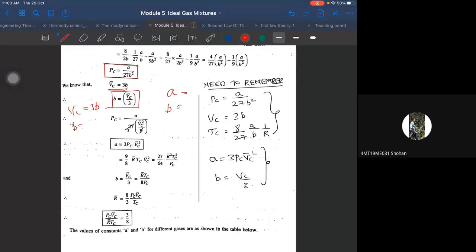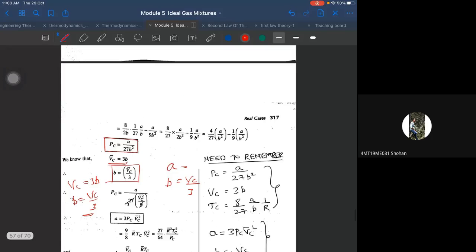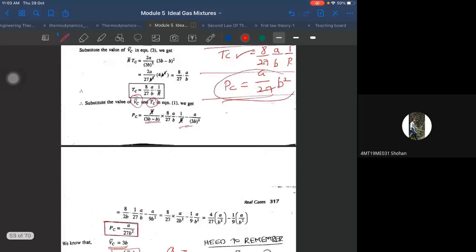It is VC divided by 3. That's it. So the B value is straight away given as VC divided by 3. For the B value, you can take the PC expression. PC expression is this particular thing here. PC is equal to A divided by 27B square. You take this expression and substitute the value of B.